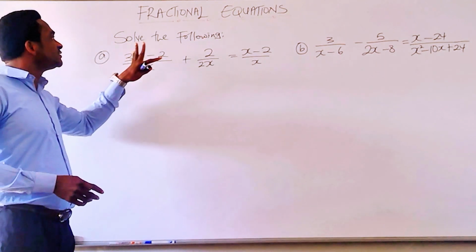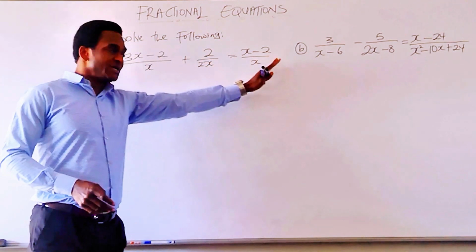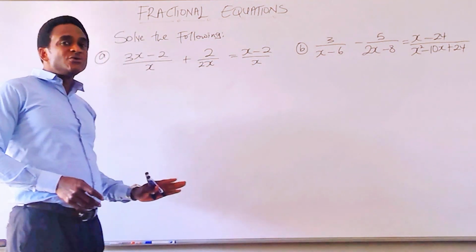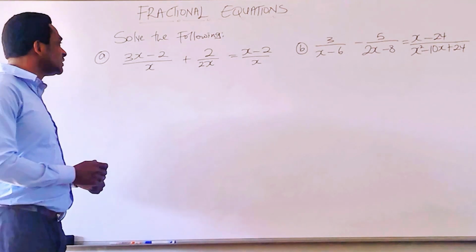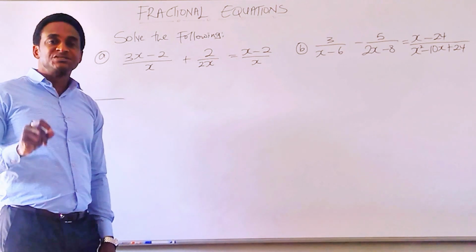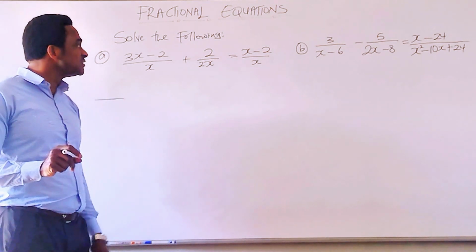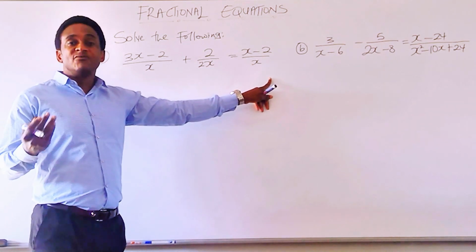The first one says solve this equation, 3x minus 2 over x up till here. So what we do first, the same approach applies. The first thing, we look for an LCD. The lowest common denominator is that number that all the denominators can divide, that number or variable.